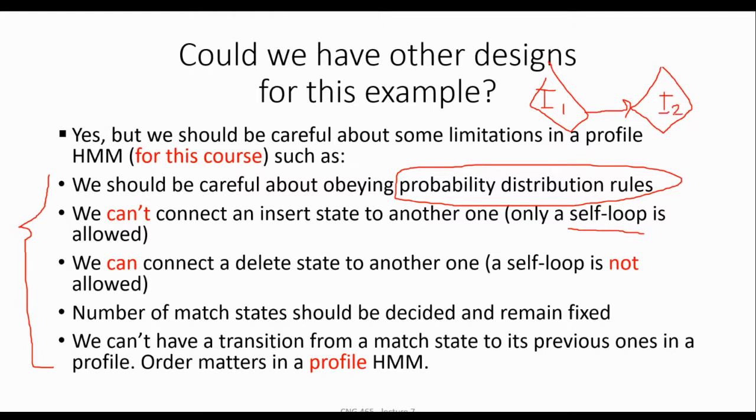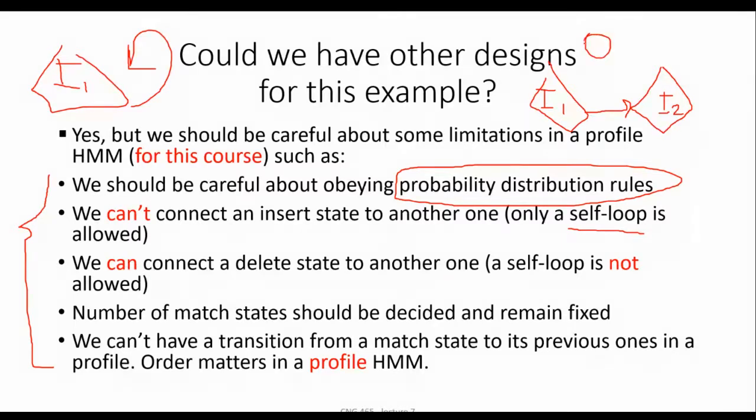In the previous example, you saw that this is not possible. So instead of that, we just show it like I1, and we will have a self loop, and it has a probability. So we don't need to define more I, for example, inserted states. We can connect a delete state to another one.